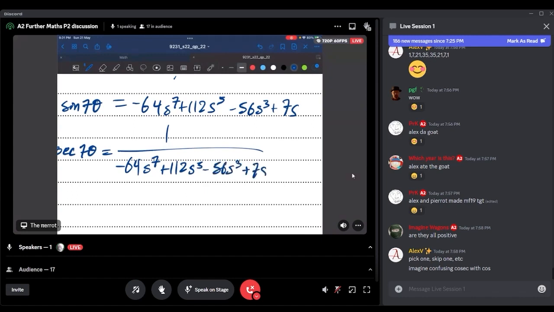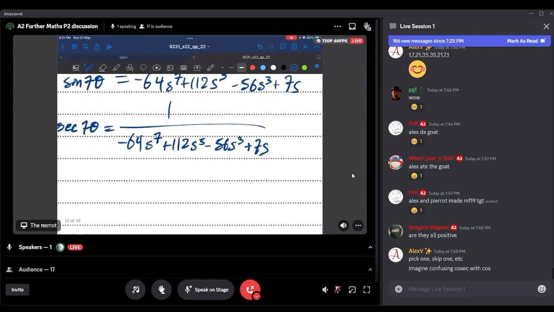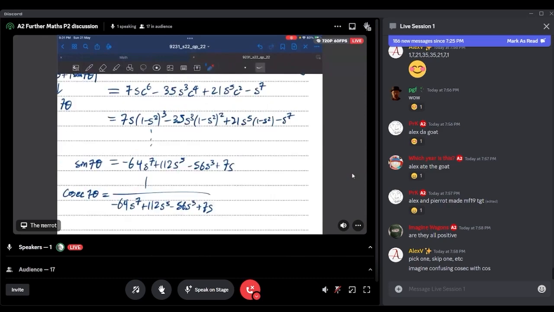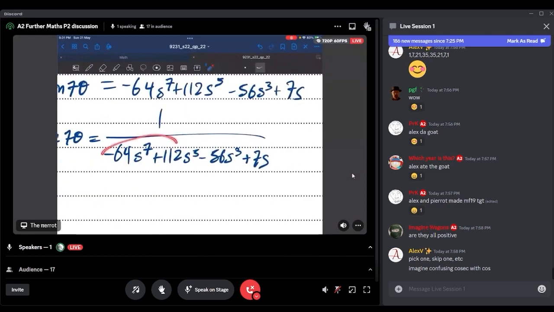And then from here, you want everything in terms of cosecant, right? And the highest power here is 7 for the sine, and you don't want that. So you have to multiply numerator and denominator by cosecant power 7 to cancel the sine 7 here. And that's where you get your answer.